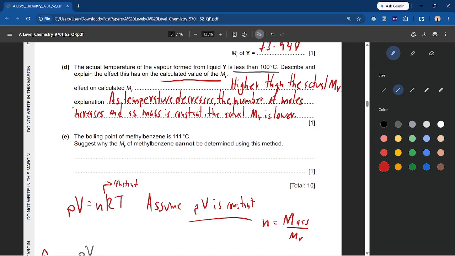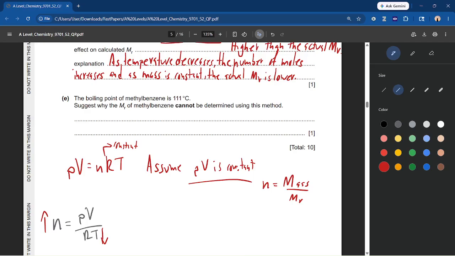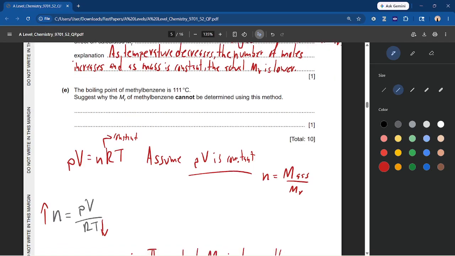That's what I mean when I say paper 5, while it might be easier than paper 4, still has a few tricky questions. The boiling point of methyl benzene is 111 degrees Celsius. Suggest why the MR of methyl benzene cannot be determined using this method. So this is very simple.